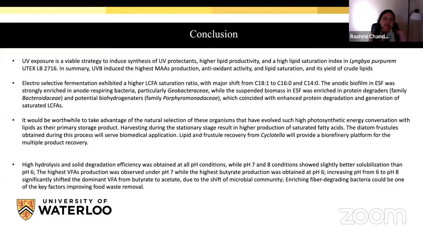Yes, we can take advantage of natural selection, which has already happened for the diesel that we are using. Nowadays we also work on diatoms, which are very potent in producing lipids and further saturated lipids for biodiesel. So yes, at a large-scale industrial setup, diatoms can be very promising for the biodiesel industry.